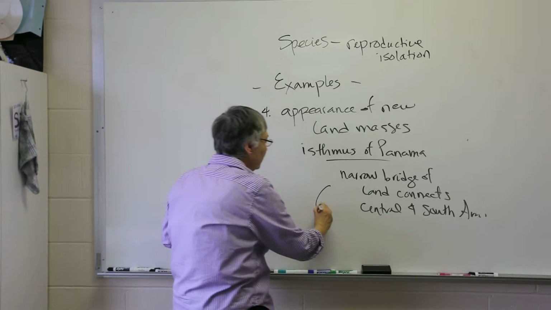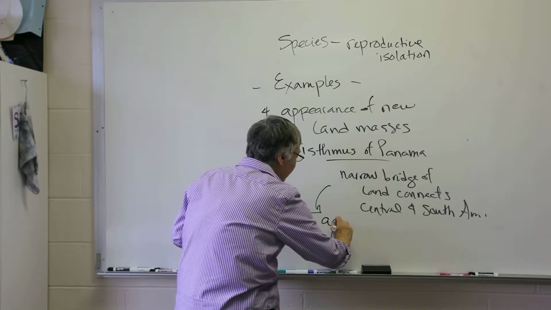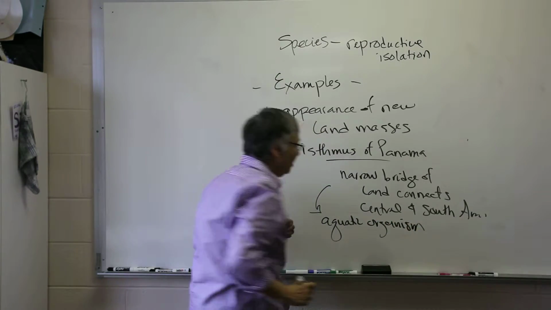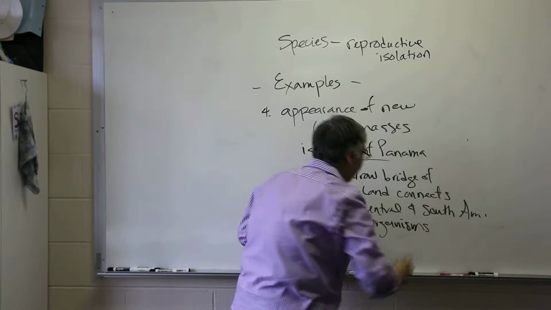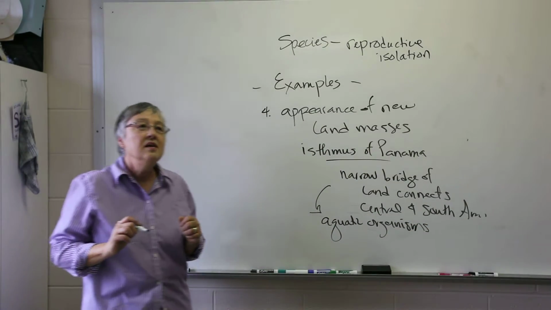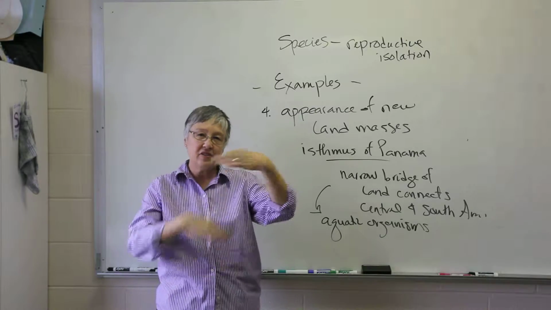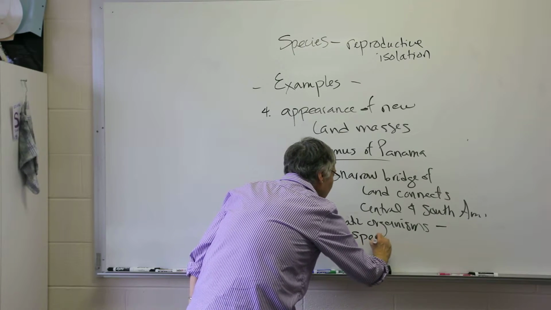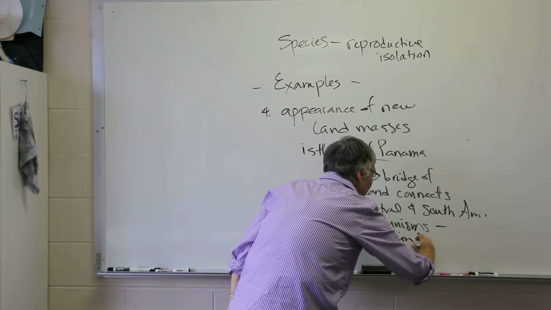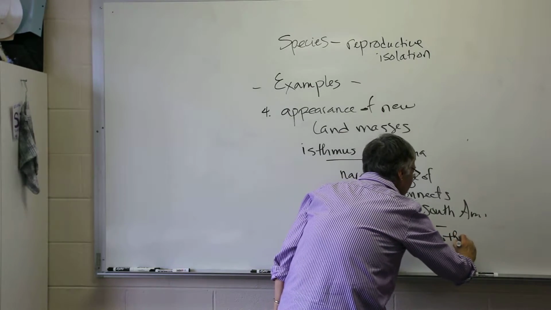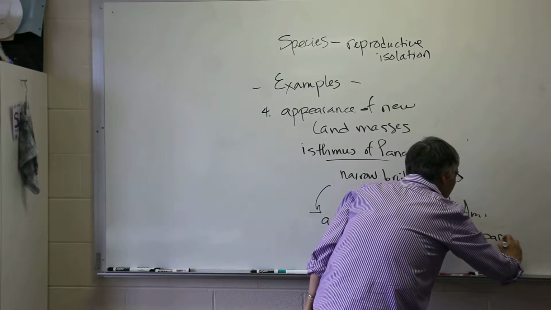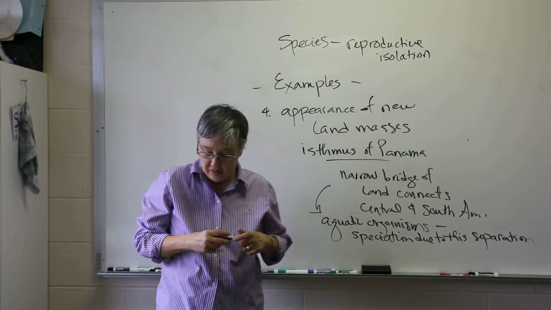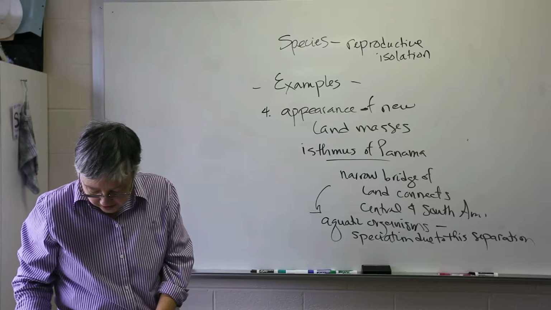And so we have many examples of aquatic organisms that developed into separate species on either side of the landmass. So there was speciation due to this separation. There's examples of shrimp and other types of aquatic organisms.